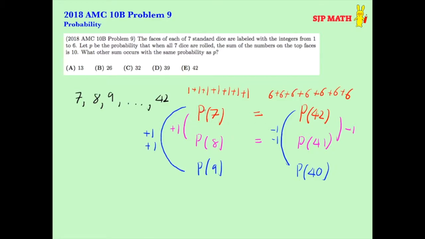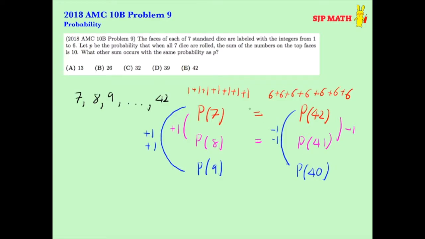So the probability of getting a sum of 7 is equal to the probability of getting a sum of 42. And the number of ways to add 2 ones to something is equal to the number of ways to take away 2 ones from something. So we have to add 2 ones to this to get from this sum to this sum, and we have to take away 2 ones from this sum to get this sum.